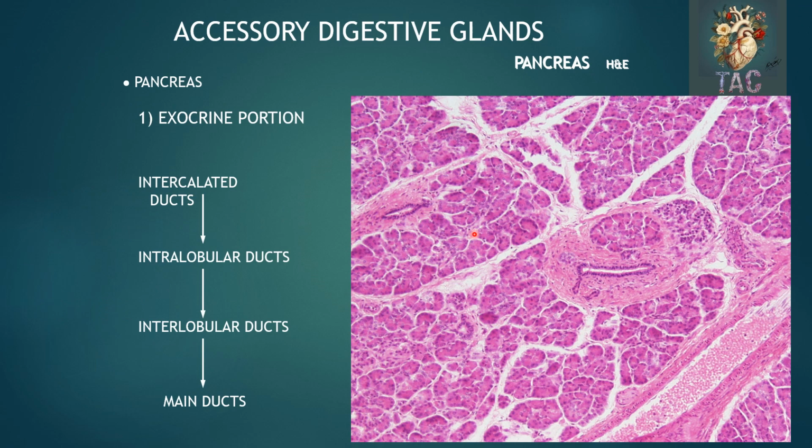So this is an accessory digestive gland having a well developed system of ducts. First of all, there are the smaller intercalated ducts which are present. These intercalated ducts then empty into the intralobular duct, and these intralobular ducts then empty into the interlobular ducts which empty into the main pancreatic duct.